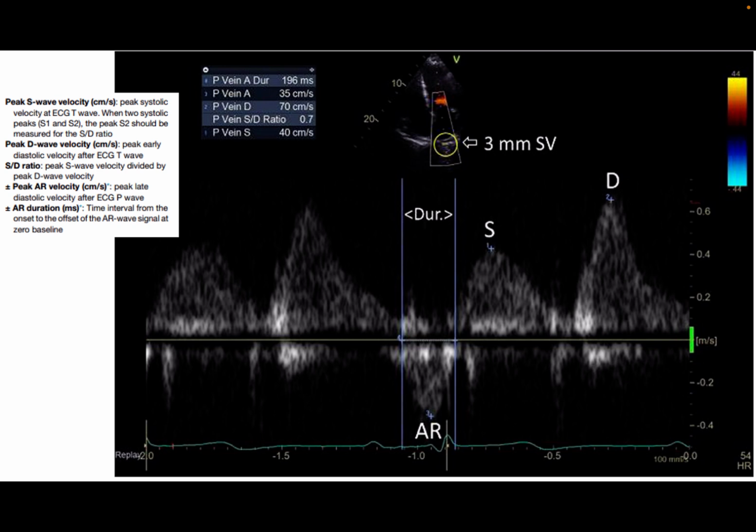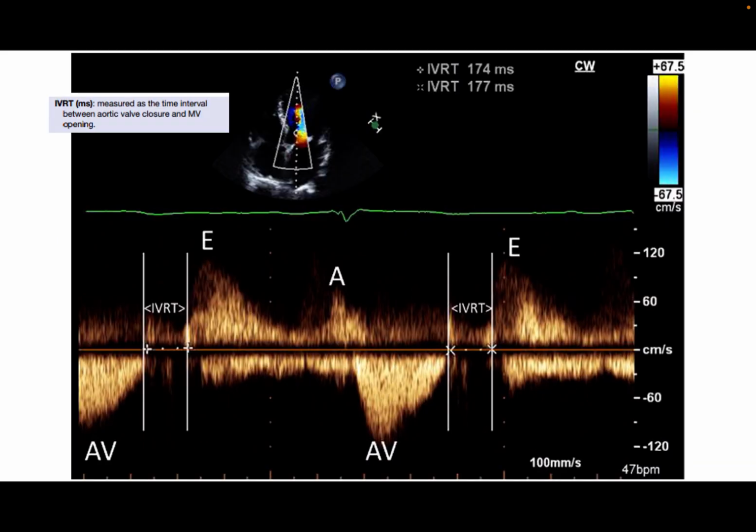Practical tip. The pulmonary vein is often overlooked in routine echo. Make it part of your standard protocol. It takes 30 seconds and can resolve an indeterminate case.